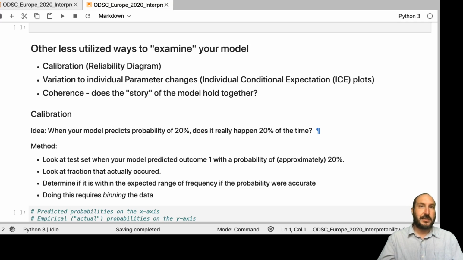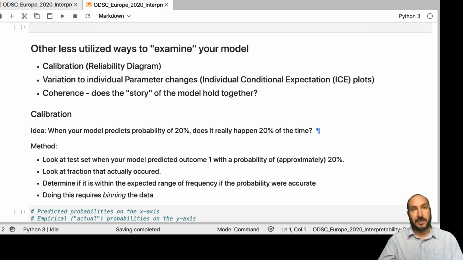And the way you check this is you look at the test set and you find a bunch of places, let's say, where the model predicted a probability between 0.19 and 0.21. And let's say you find 200 instances of that. If the true probability is really 0.2, I should expect about 40 of them to be true. And you look at the fraction that actually occurred, and then you could determine whether your model is well calibrated.